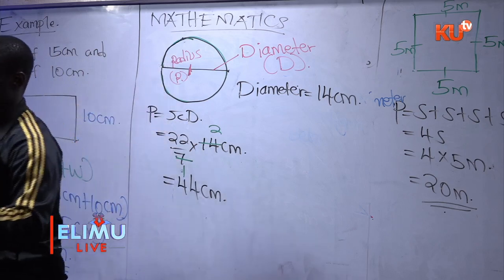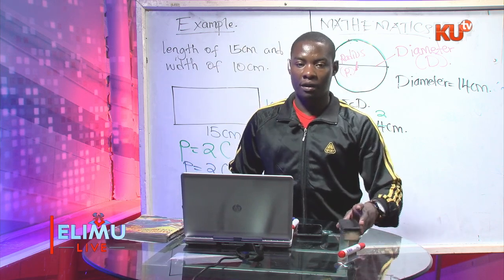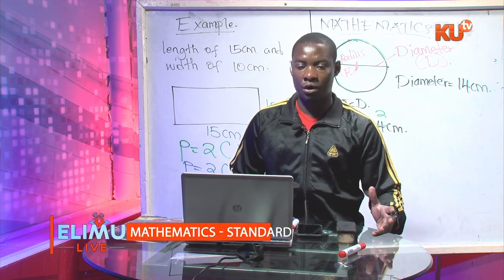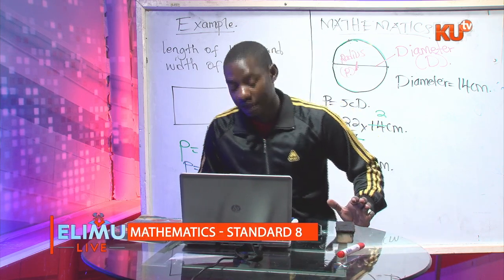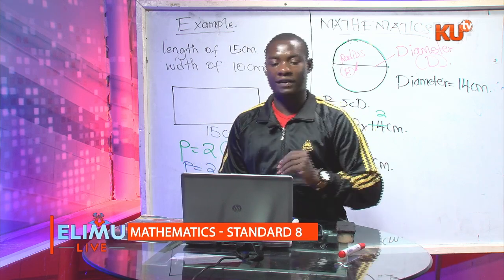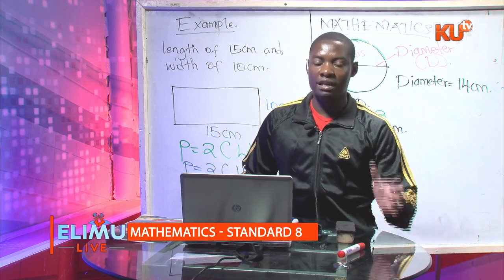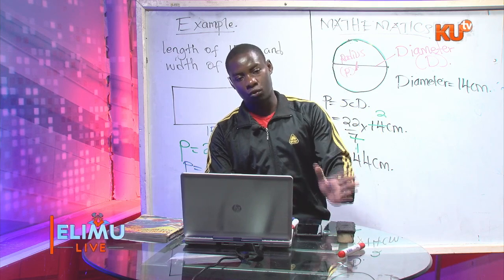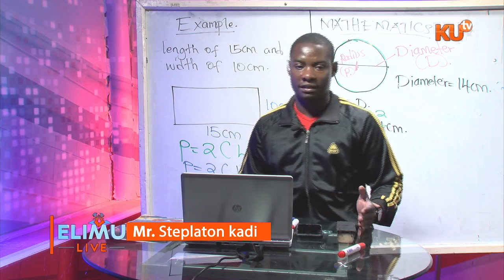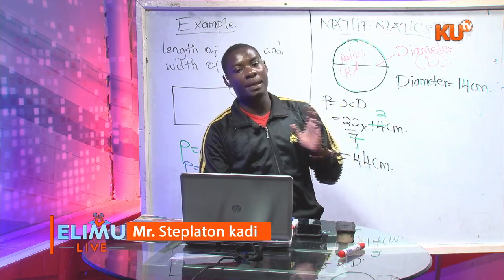Now, sometimes they will not give you a full circle. You can be given a half circle, a quarter circle, or 3/4 of a circle. Remember, the formula is the same. When you've been given a half circle, you take the formula and multiply by a half. When you've been given a quarter circle, a quarter times pi, a half times pi, or 3/4 times pi if it's 3/4.